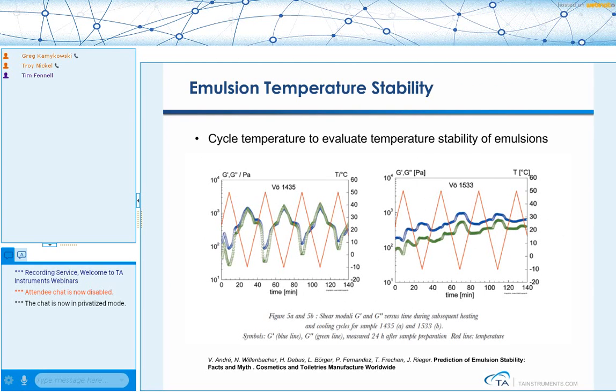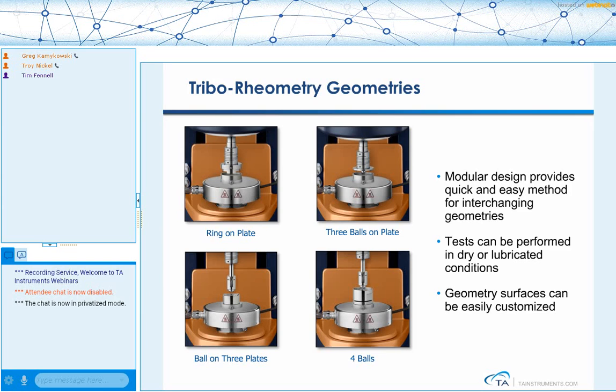Another way that we can use rheology on lotions is to do several temperature ramps. So we cycle the material up and down in temperature and use that information to predict the stability of our material.